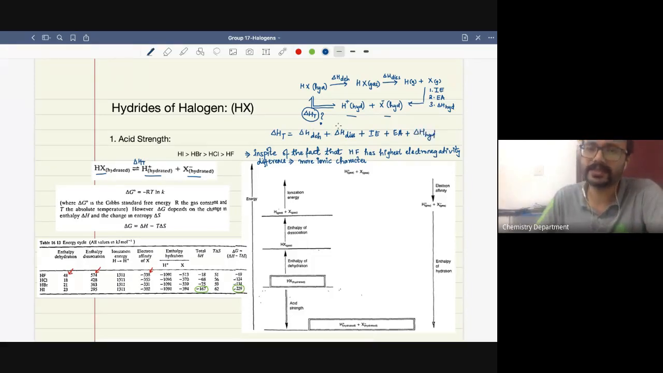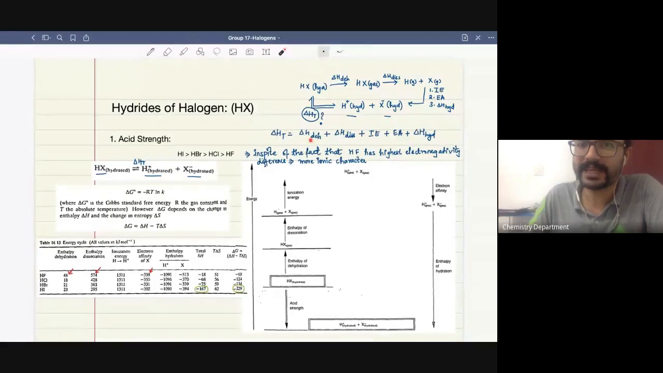So these values, that is delta H dehydration, dissociation, ionization energy, electron affinity values, and delta H hydration, all these things are known from the thermodynamic table.